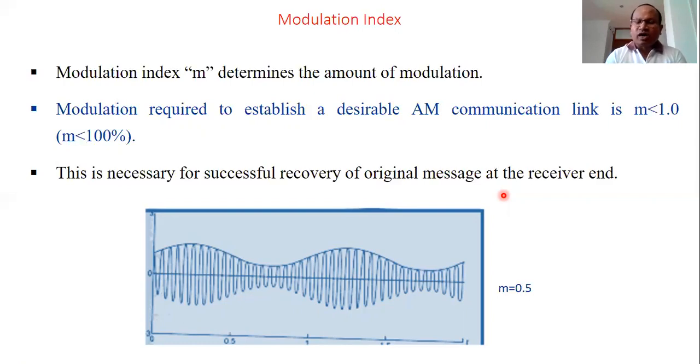Some message, either unwanted information will be added, or some wanted message would be lost, would be left out. So that is the difficulty. You can say distortion, you can say reduction of signal strength, that will happen due to this particular problem. So therefore, the modulation index must not be greater than 1. The maximum possible value which is allowed is 100%. But generally for a desirable communication system, it must be lesser than 100%.